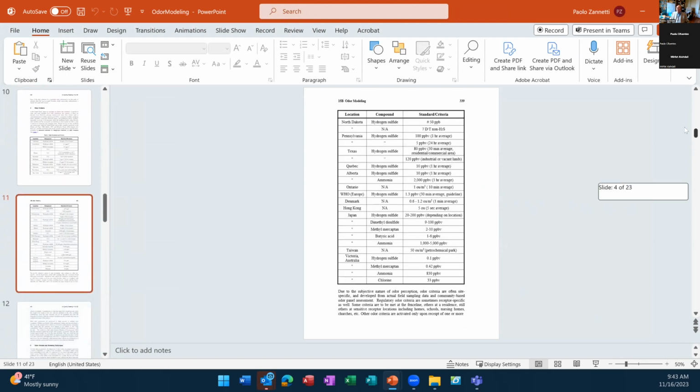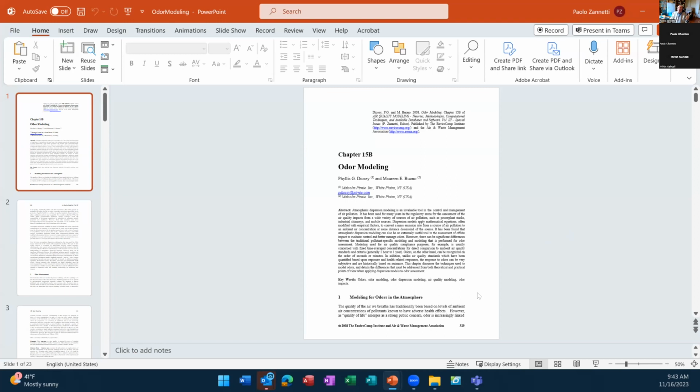The problem with odor is that, number one, they are human sensation. They change from person to person. It's not like a concentration that you can measure and nobody can challenge you. You measure 34 ppb, parts per billion, and it is what it is. Odor instead is a human sensation and can vary from one person to another. So that's the first challenge.